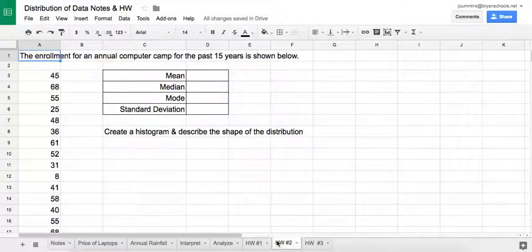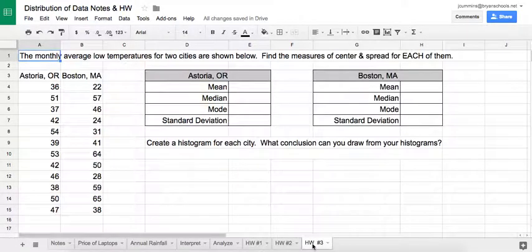Same thing here for a computer camp. And then monthly temperatures for two cities. So you're going to find the mean, median, mode for Astoria, mean, median, mode for Boston. You're going to do two histograms, and you're going to compare them, kind of like we did for Sanders and Clinton on the last slide.